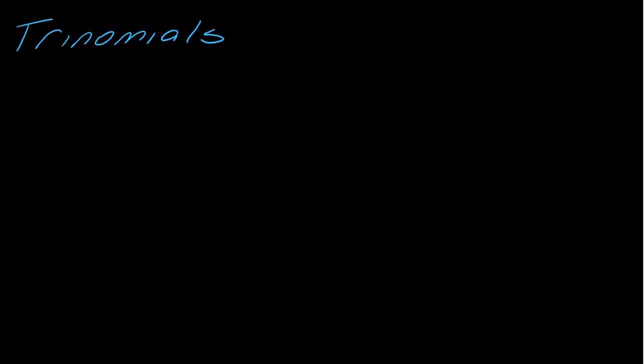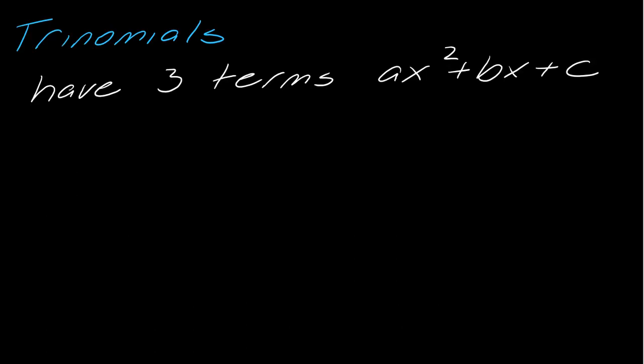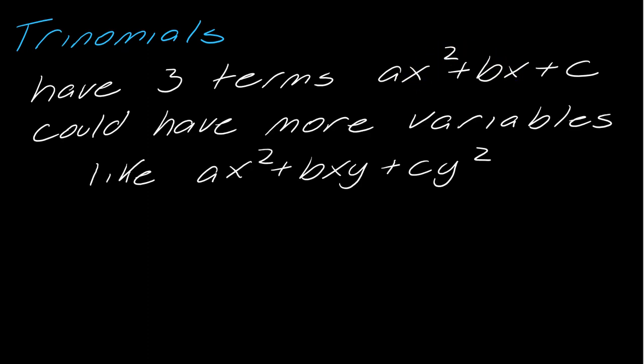Okay, trinomials. Trinomials have three terms, and a lot of times we think of them as ax squared plus bx plus c. So we think of it as this thing with an x squared term and an x. However, I will also say that you could have more variables, so you could have something like ax squared plus bxy plus cy squared. I.e., you could have an x and a y in your trinomials, and I will show you that.